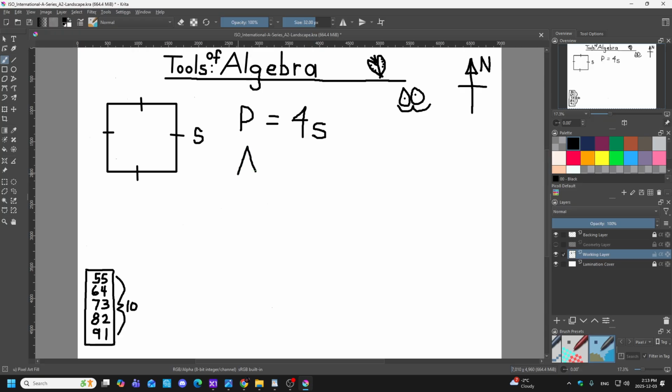To find the area, it is side times side. In other words, side squared. Okay? Recall, perimeter is the walking distance. So imagine walking on a sidewalk around your neighborhood. That would be the total distance you walked. The area is the flat 2D surface area.